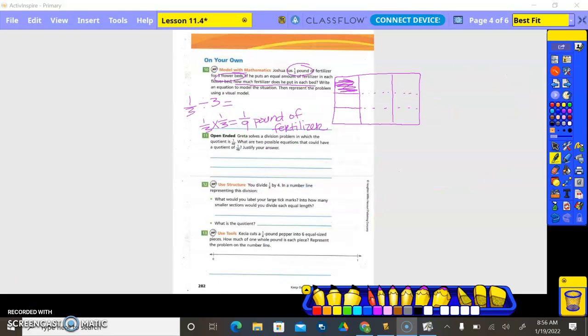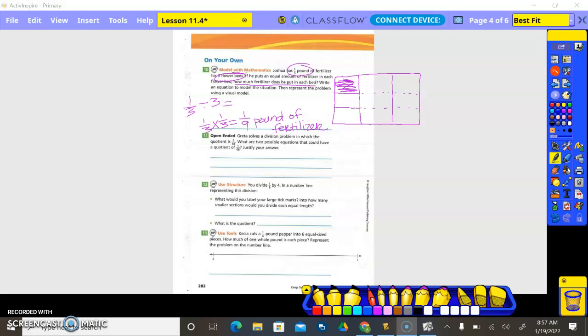On your own, number 10, model with mathematics. Joshua has 1/3 pound of fertilizer for 3 flower beds. If he puts an equal amount of fertilizer in each flower bed, how much fertilizer does he put in each bed? Write an equation to model the situation, then represent the problem using a visual model. So we circled our 1/3 pound, we circled our 3 flower beds, and then underlined how much fertilizer does he put in each bed. So for the picture, we went ahead and drew a rectangle.